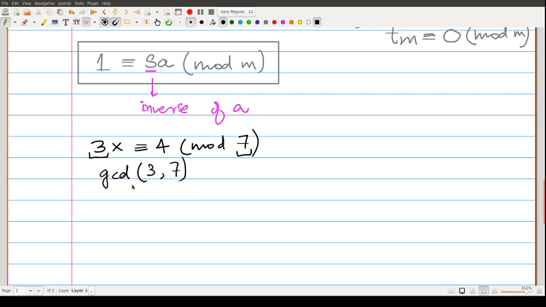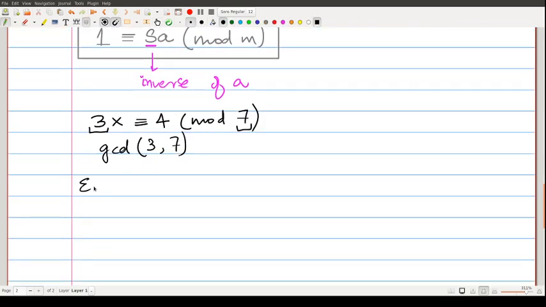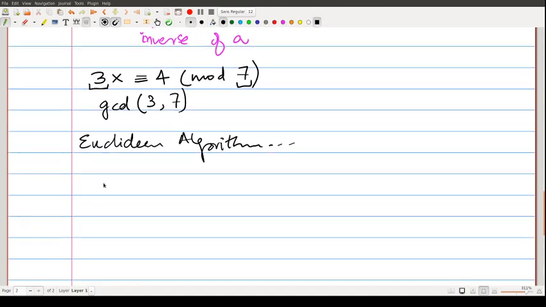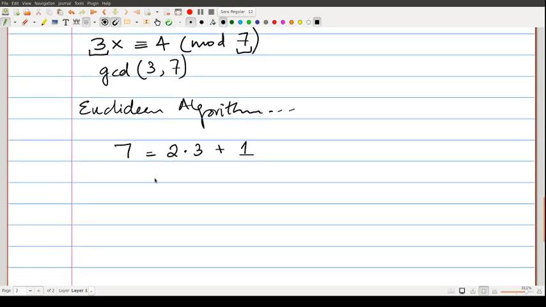And if I can find their GCD to be 1, if they're relatively prime, then I will be guaranteed that the inverse exists. And so at this point I go for the Euclidean algorithm and divide 7 by 3. So 7 equals 2 times 3 plus 1, and then I divide this.